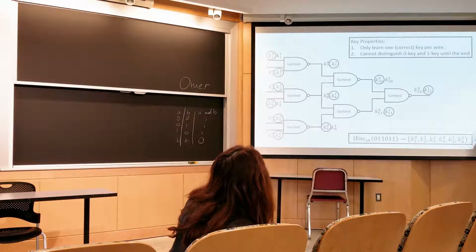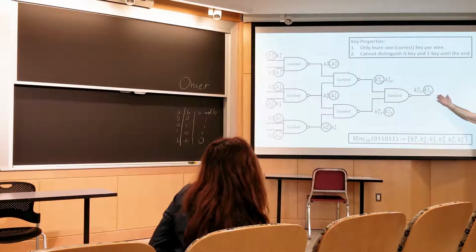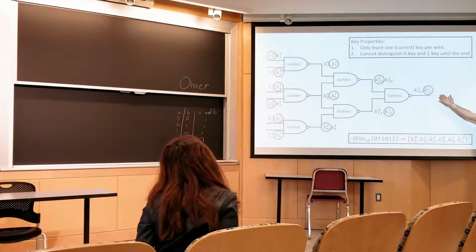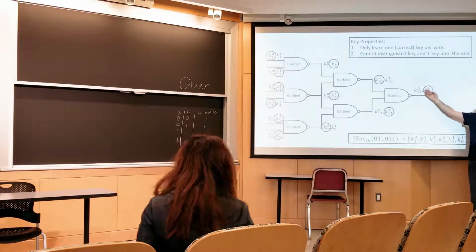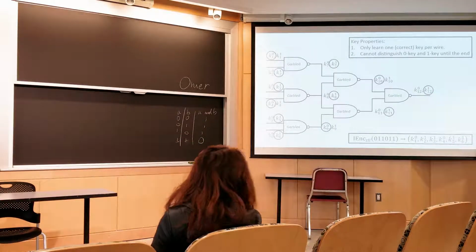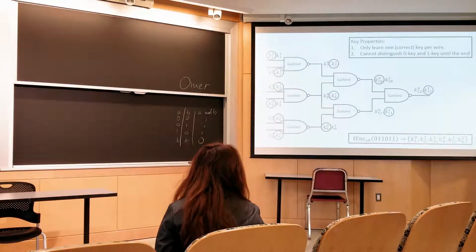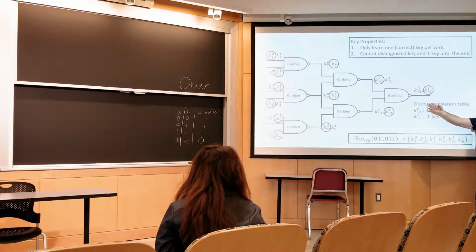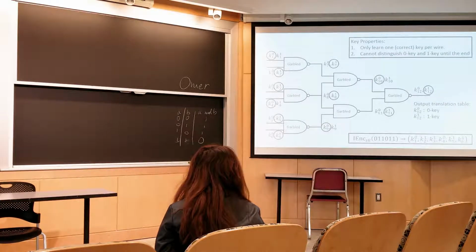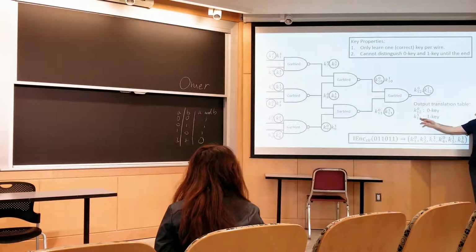This is exactly the security of the garbling, but we do want you to learn the output. So now you have this key, K12.1. How are you going to know that this is the 1 key and not the 0 key? So we have to tell you that. We're going to include in this garbling also something called an output translation table. It just says if you get a key 12.1, this is the 1 key. And if you get key 12.0, this is actually the 0 key. And we're going to write this explicitly.